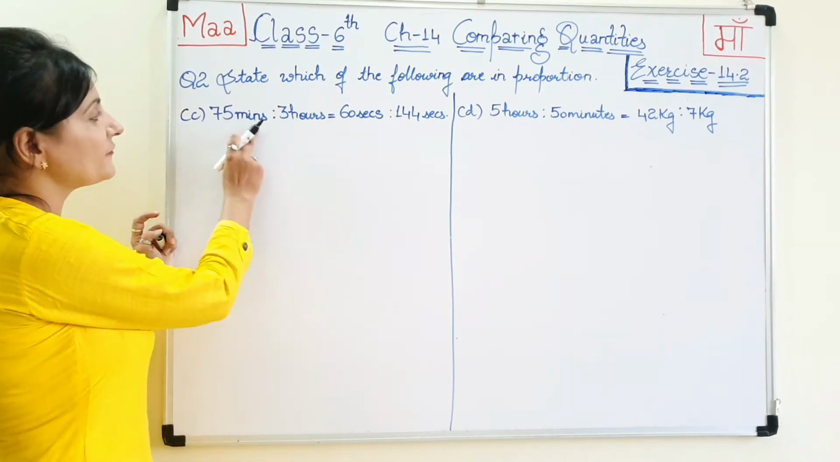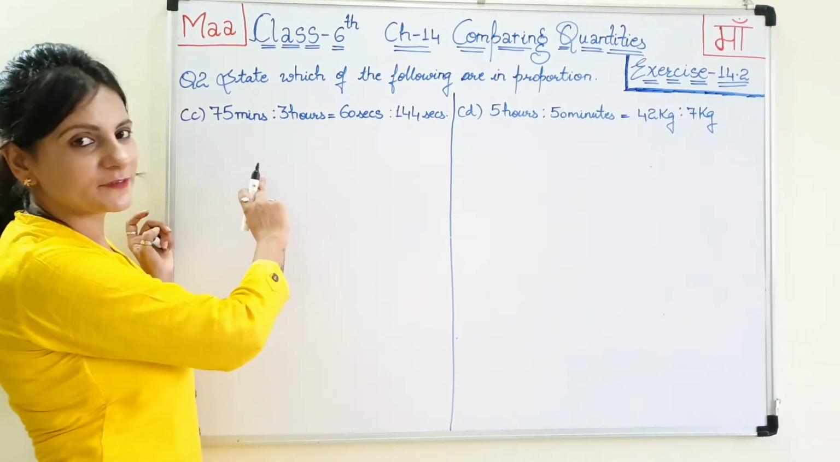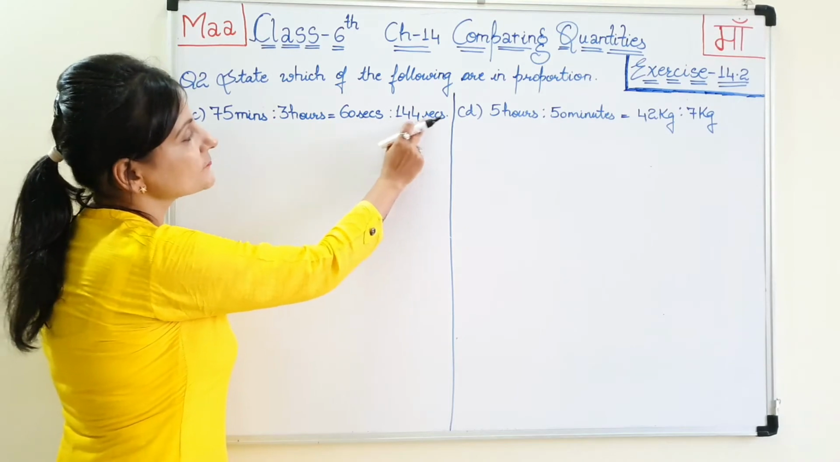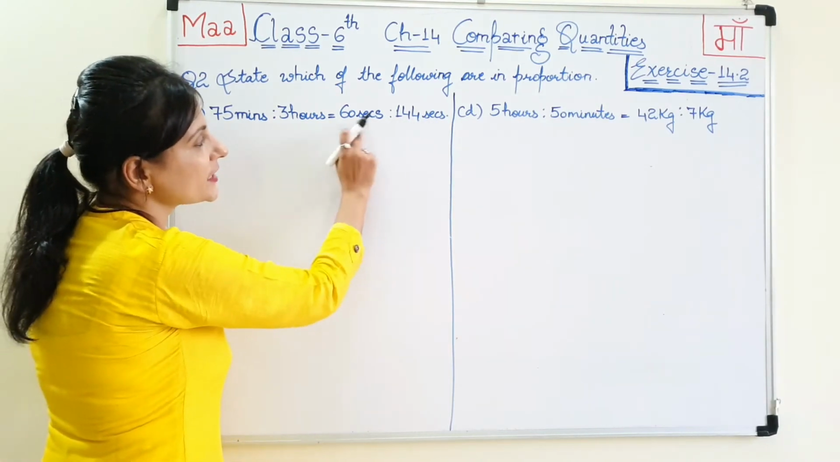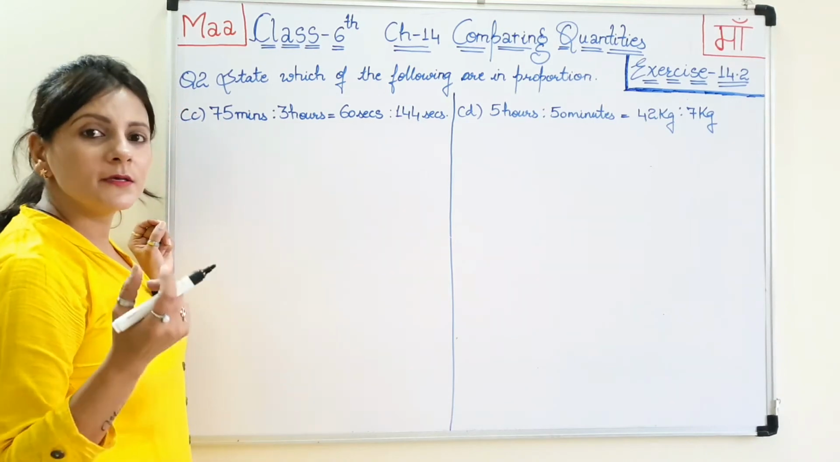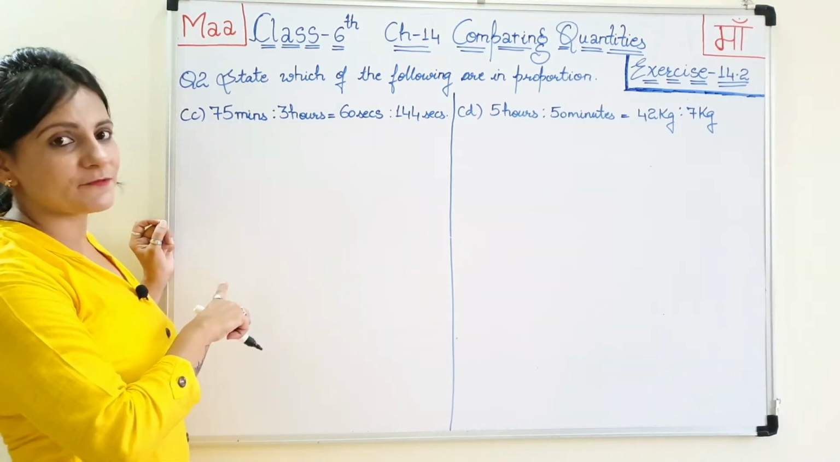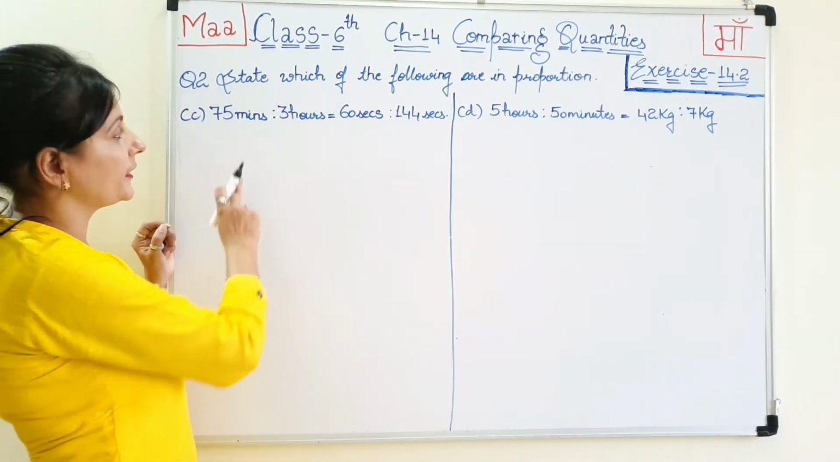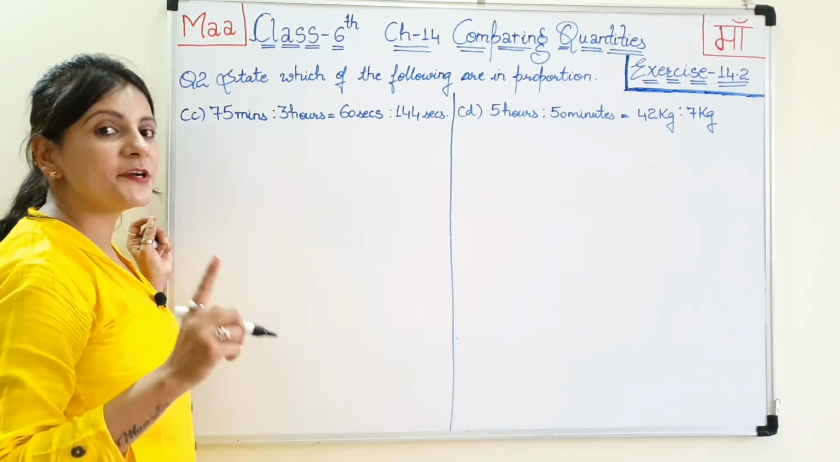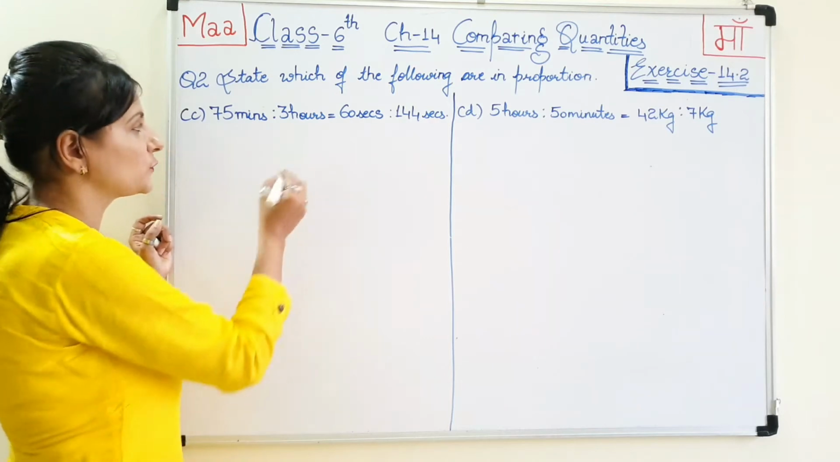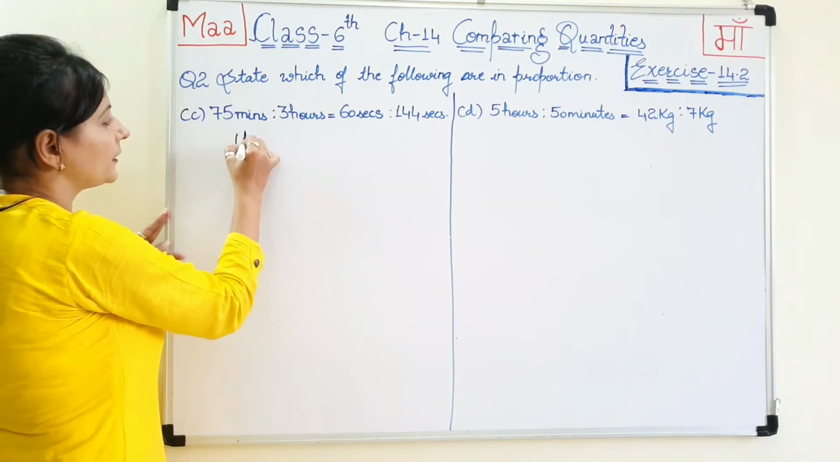It is 75 minutes ratio 3 hours towards the left hand side, and 60 seconds ratio 144 seconds towards the right hand side. So towards the right hand side, you can see that the units are similar, but towards the left hand side the units are different. Here it is minutes and here it is hours. So first of all, we will make the unit similar towards the left hand side. So we will convert this hour into minutes.